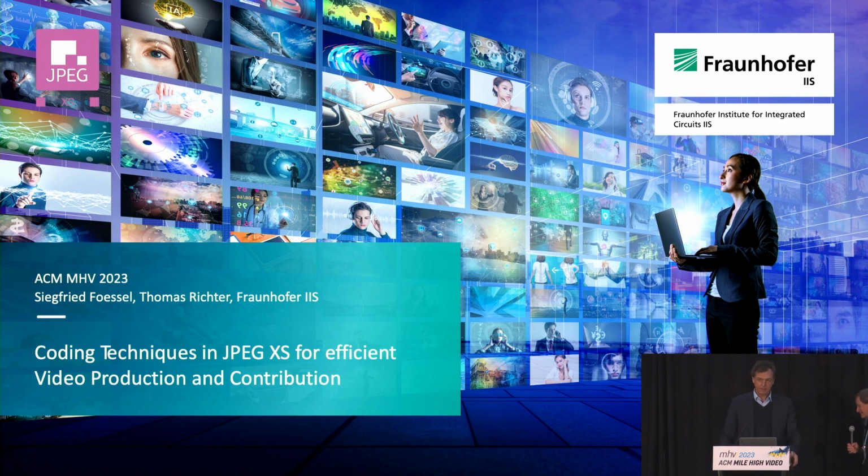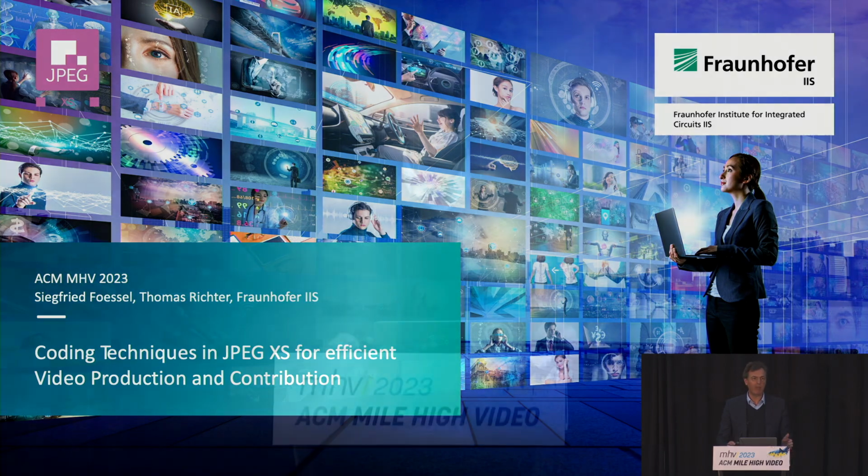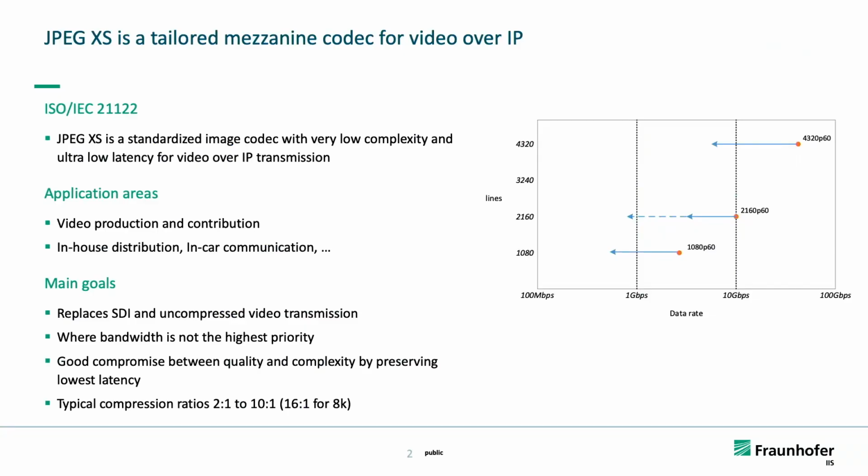Thank you, and good afternoon. My name is Siegfried Frösel from Fraunhofer IIS. You may wonder why I'm speaking about JPEG. We are in a video conference here, but in some rare cases, JPEG image codecs are also used for video coding. And JPEG XS is one of these codecs.